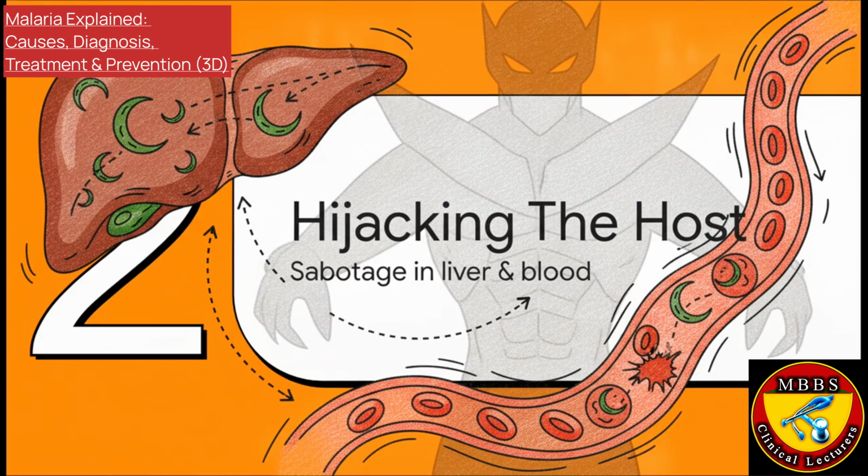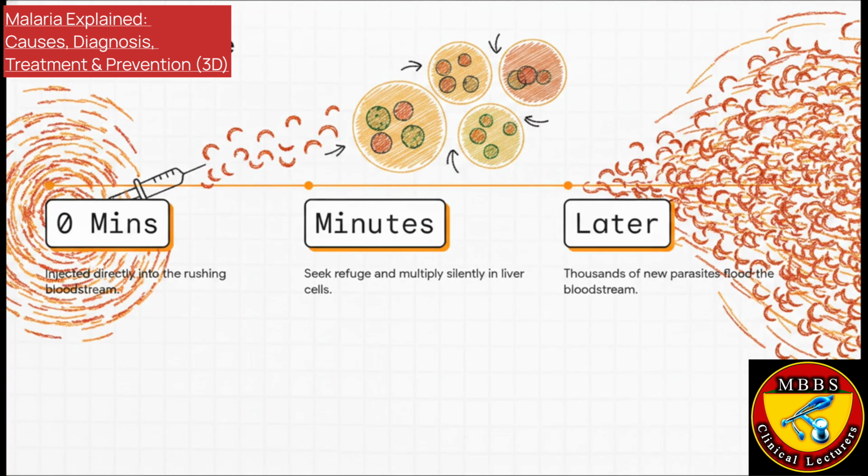Which brings us to Section 2, hijacking the host, sabotage in the liver and blood. Once inside, this villain has a tactical plan to scale up its forces completely undetected. Look at the alarming speed of this timeline. At 0 minutes, you get the injection. Then, literally within minutes, the parasites seek refuge in the massive cells of the liver. Here, they multiply silently. The host feels absolutely nothing at this stage. Then, soon after, thousands of new parasites flood back out into the bloodstream. It's a total ambush. The invader actually uses the host's own infrastructure to build its army.